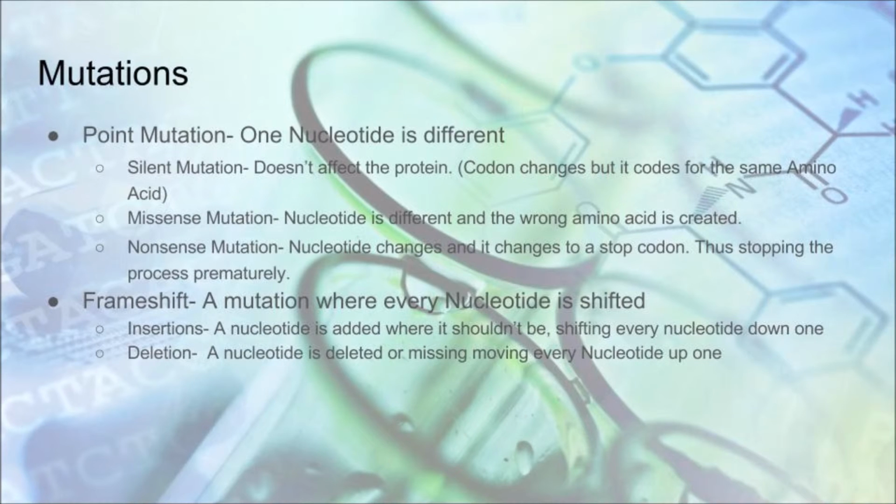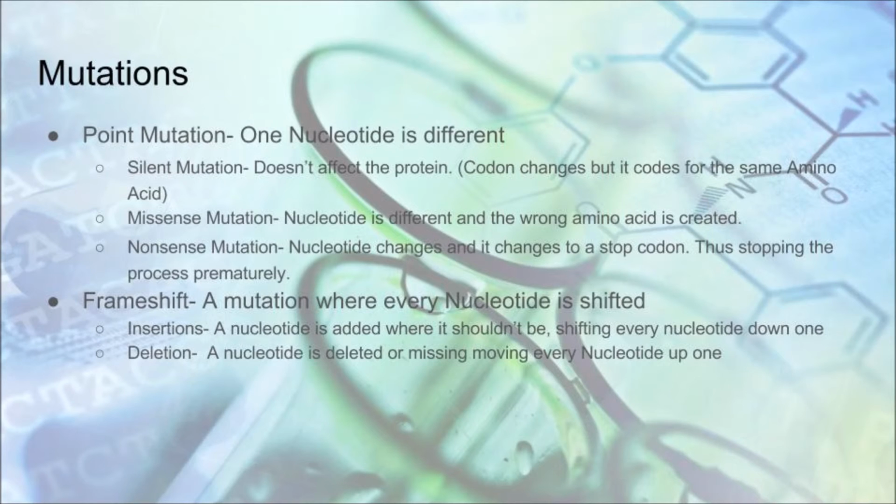Like I said, there's codons, and certain codons code for a certain amino acid. Well, multiple codes code for one amino acid. So if one changes, but it still means the same amino acid, it doesn't make a difference. Another type of point mutation is missense mutation. The nucleotide is different, the wrong amino acid is created, thus creating a different protein.